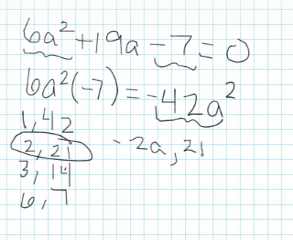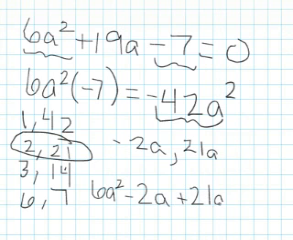Now remember to combine it with the a. Because you multiplied them, you want two factors of negative 42a squared, so each one has to have an a. Now rewrite your first term and your last term with negative 2a and 21a in the center. So you have 6a squared minus 2a plus 21a minus 7 equals 0.